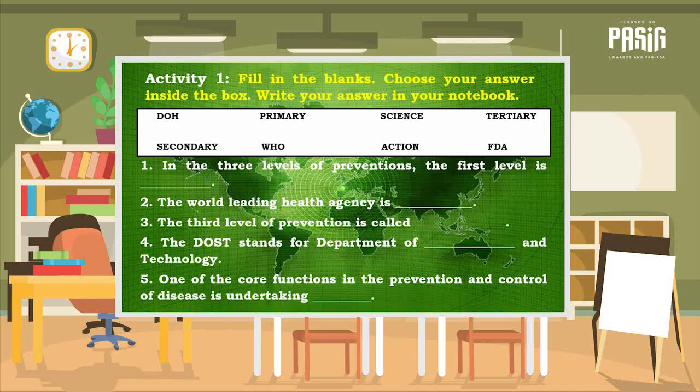Number 3. The third level of prevention is called tertiary. Number 4, the DOST stands for Department of Science and Technology. Number 5, one of the core functions in the prevention and control of disease is undertaking action.